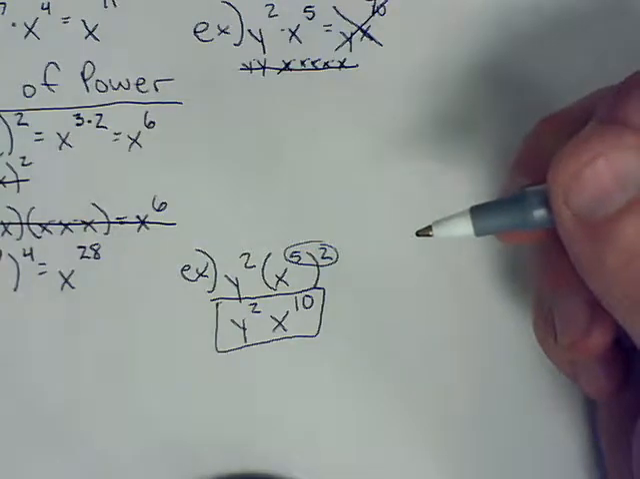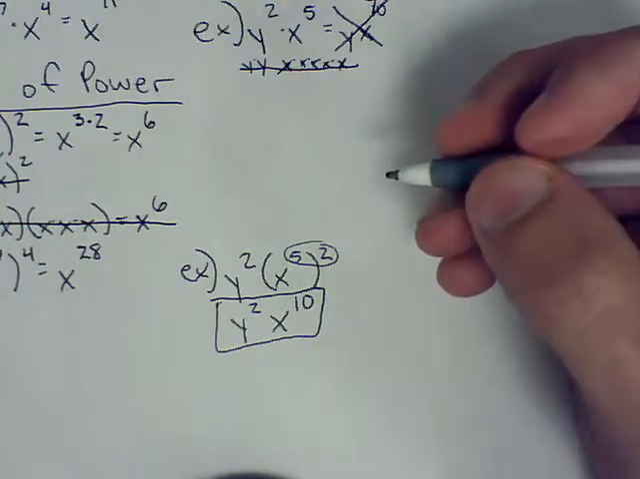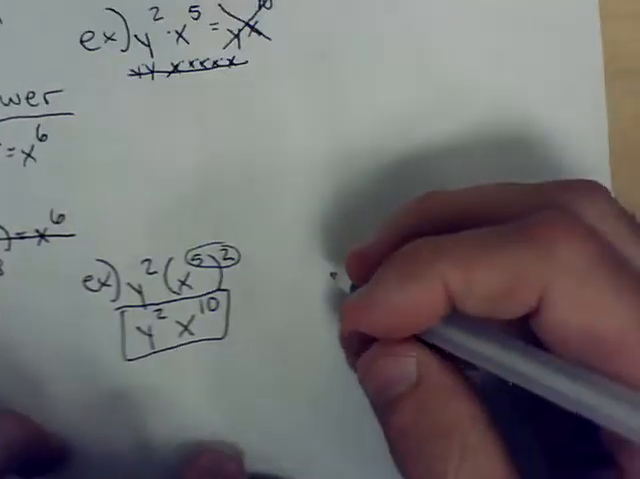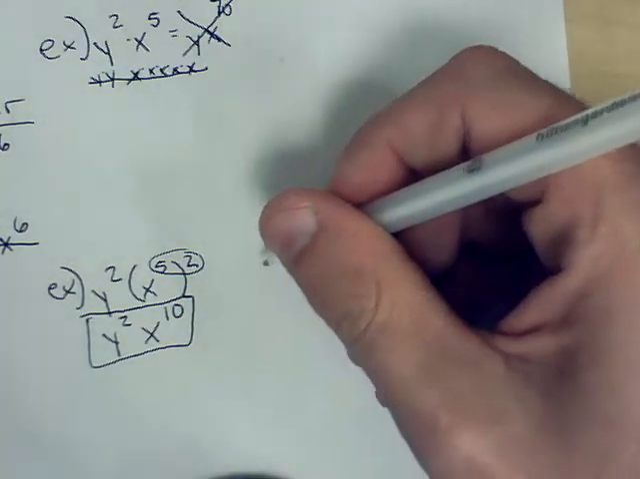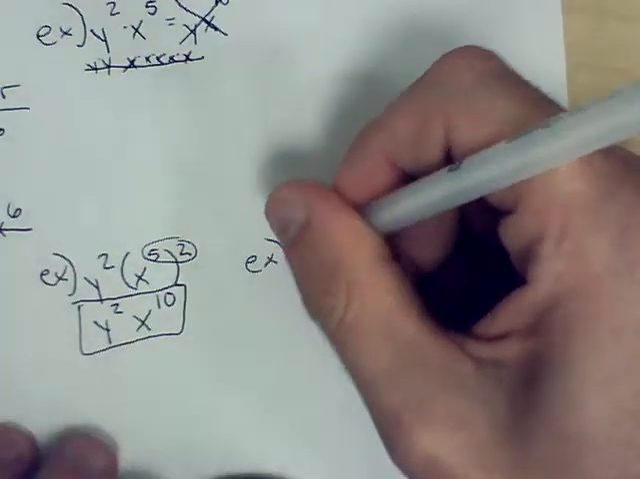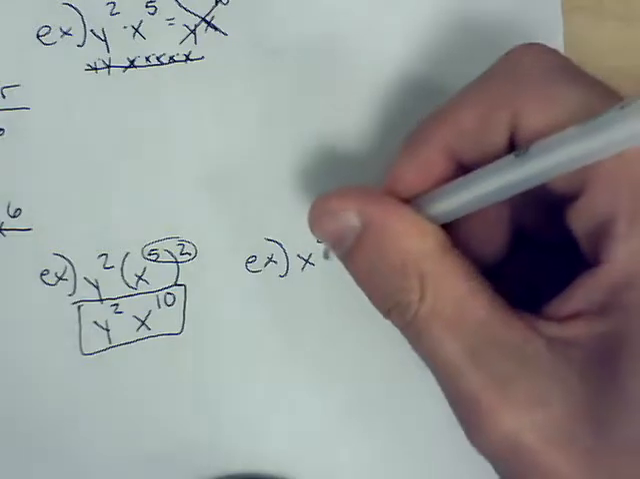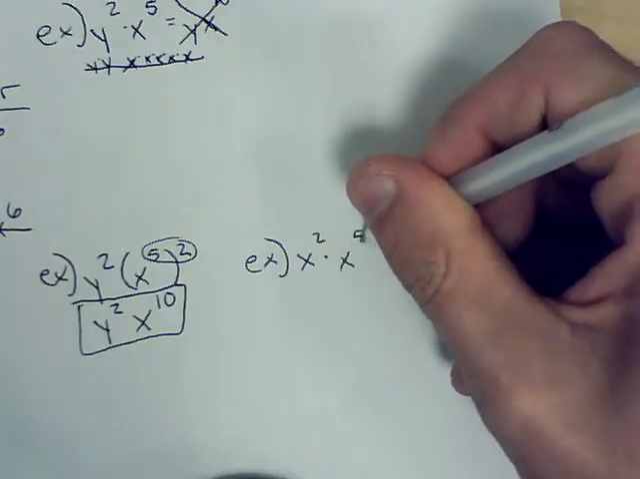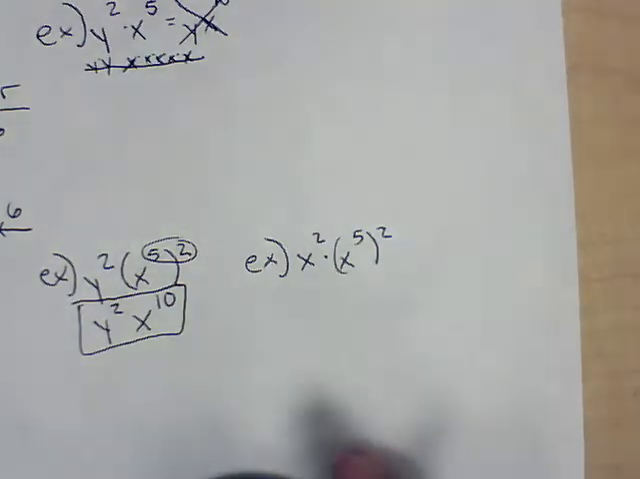And remember, that actually means less work for us. We don't have to think about multiplying two numbers. We don't have to think about adding two numbers. Different bases mean done. But what about our next example? X squared times x to the 5th squared.